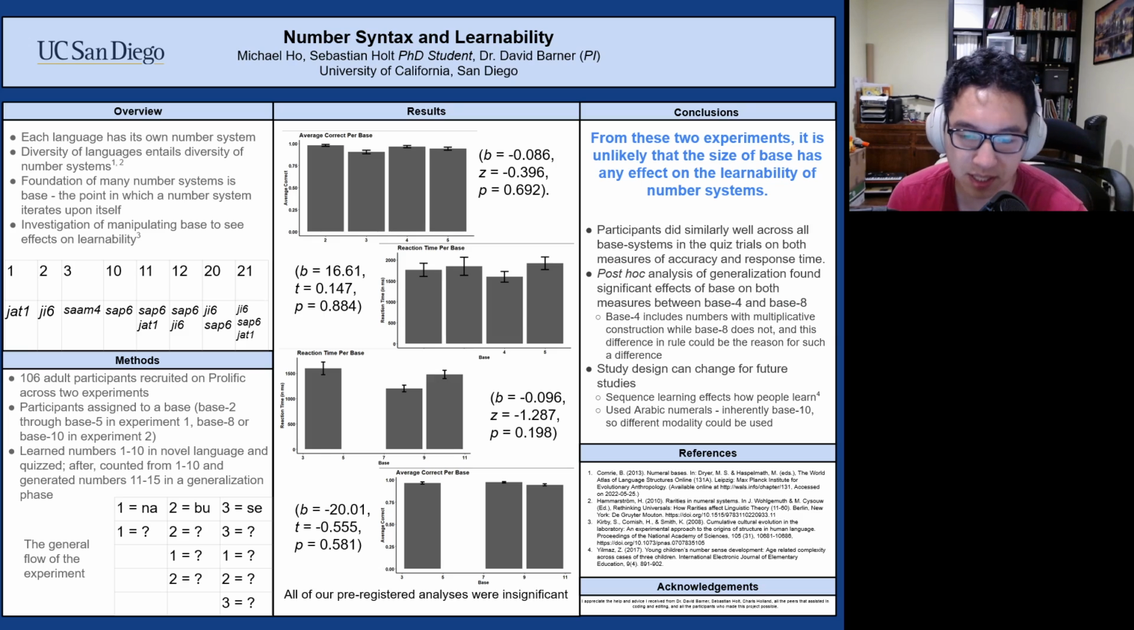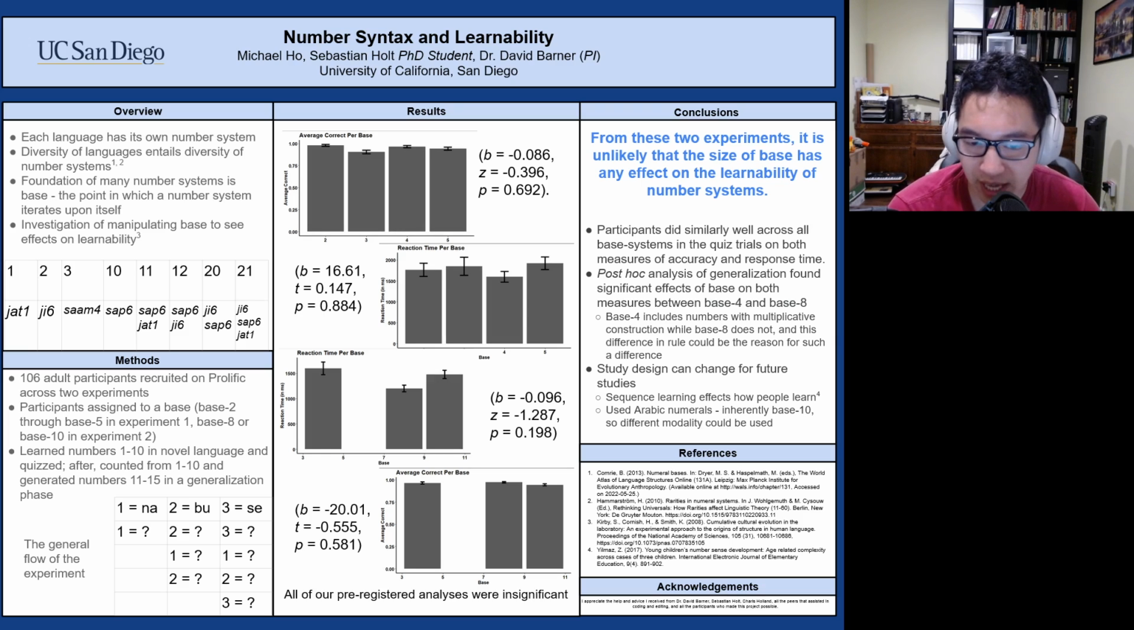Different number systems possess different lexical items, some with more number words and less use of rules, and others with fewer number words and more utilization of rules. Ultimately, all these number systems share a commonality: a base. A base is the point at which a number system incorporates its first rule and iterates upon itself.